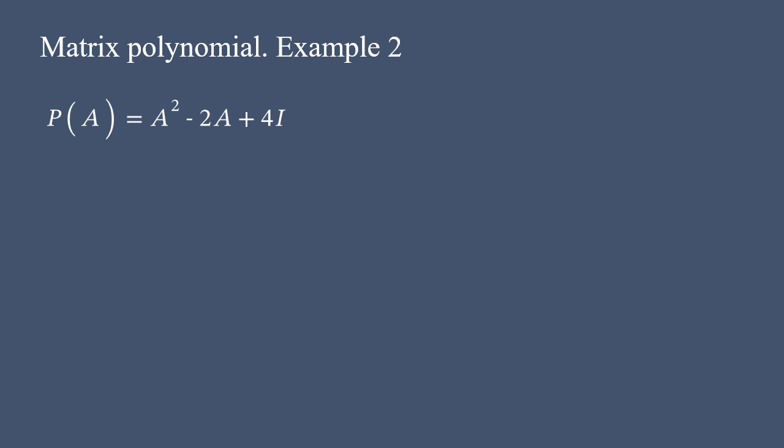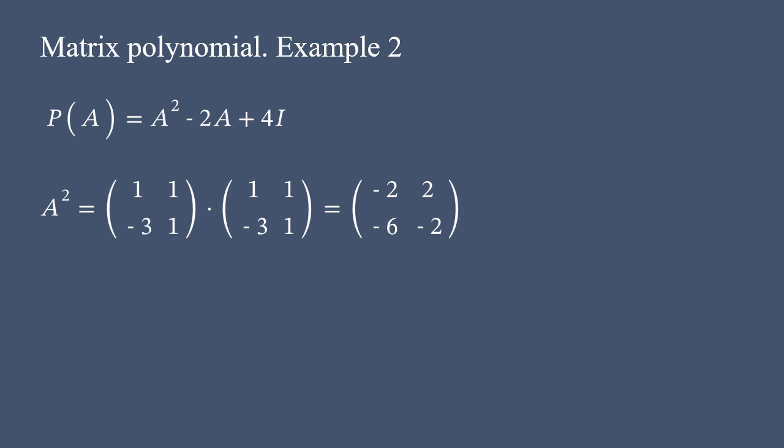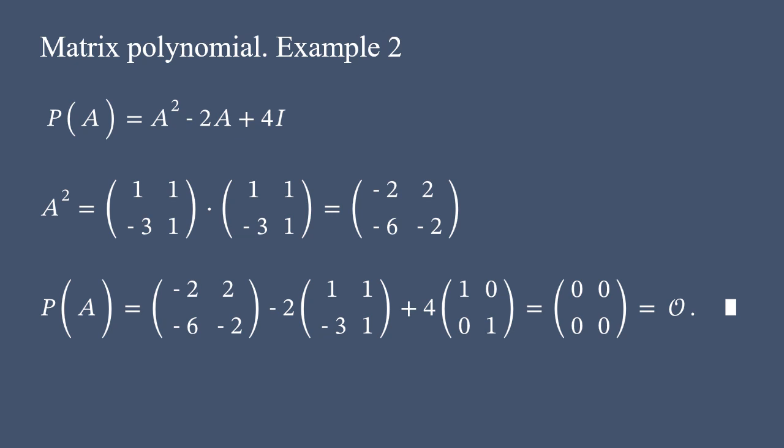It works similarly as in previous example. First, we write the matrix polynomial, by plugging the given matrix A. Since the degree of the polynomial is 2, it is enough to determine the A squared. Using usual matrix multiplication, we get the matrix with entries, -2, 2, -6, and -2. By performing arithmetical operations on matrices, we arrive at the result, which is a null matrix. Therefore, we conclude that the given matrix A is a root of the polynomial, provided in the task.